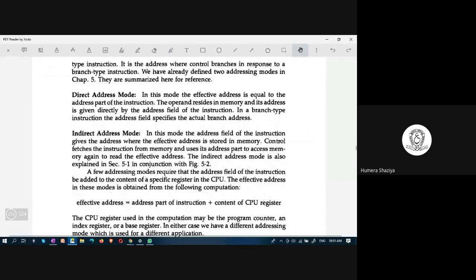Direct addressing mode: we know that in the instruction there is an address part, and this address part contains the operand address. If this address is 800, in memory 800 you have 10. This is direct addressing.